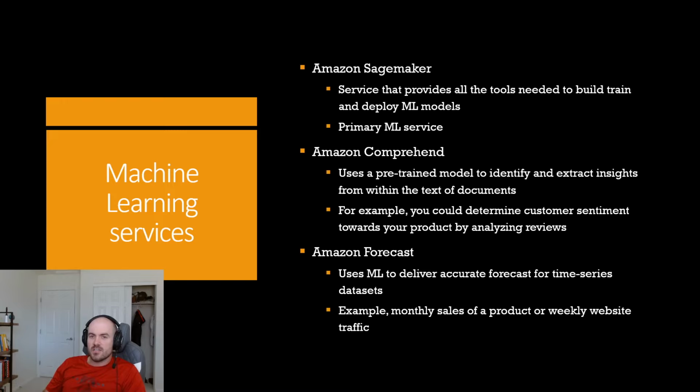ML services, so SageMaker, it's going to be the service that provides pretty much all the tools you need to deploy and train ML models. It's the primary ML service. Amazon Comprehend uses pre-trained models to extract insights from within text documents. You could use it to maybe analyze customer sentiment from product reviews. And then Forecast is something that uses machine learning to deliver accurate forecasts for time series data sets, like monthly sales of a product or just weekly website traffic.